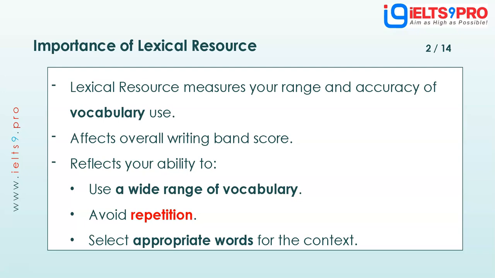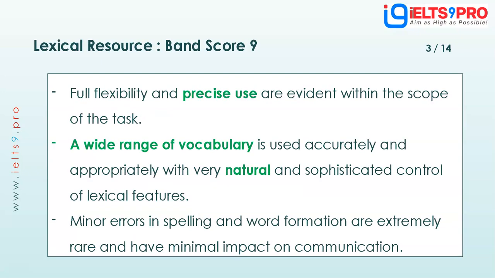People keep choosing inappropriate words for the context, so they use what they think is a synonym, but it's not directly interchangeable. Okay, so as well as using a wide range of vocabulary, it must be appropriate for the context. Simply using a wide range of vocab that doesn't work will have the opposite effect on your score. So, precise use, that's what it's talking about. Accurately, appropriately, natural, sophisticated control of lexical features.